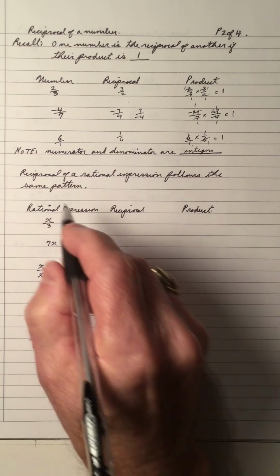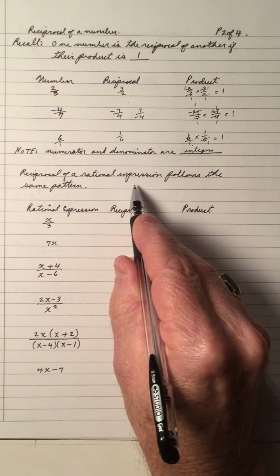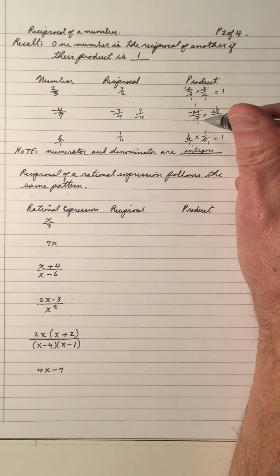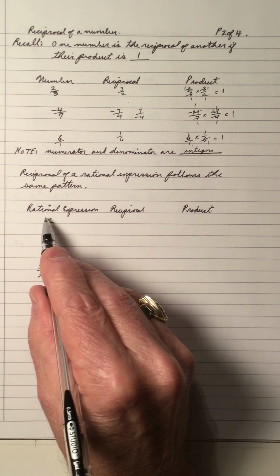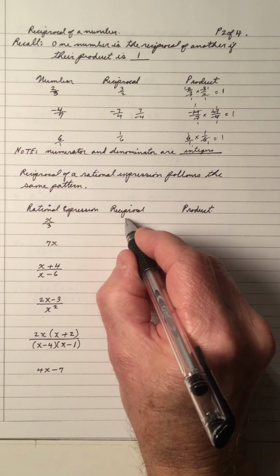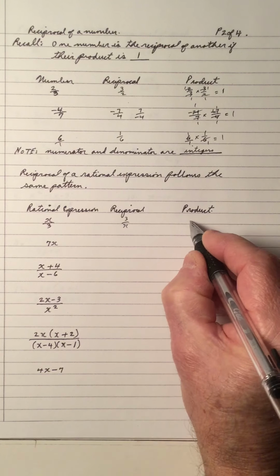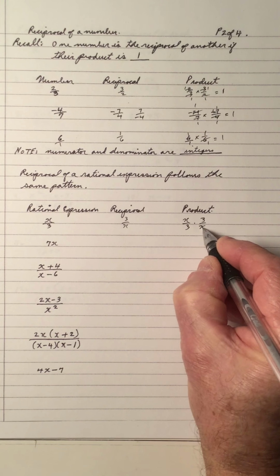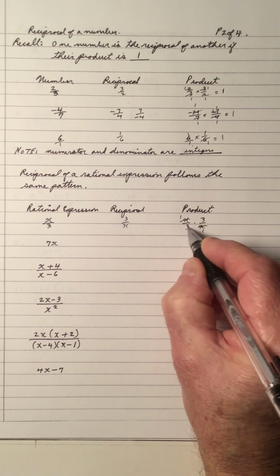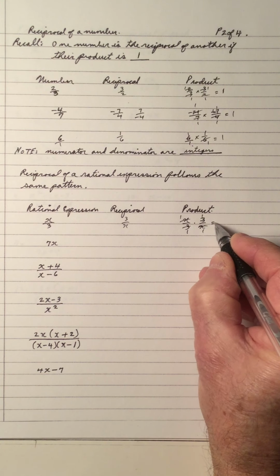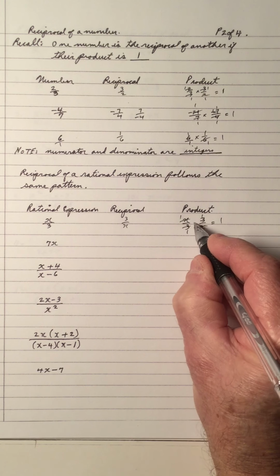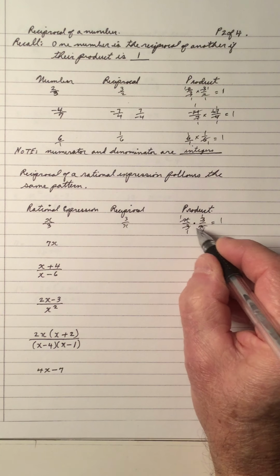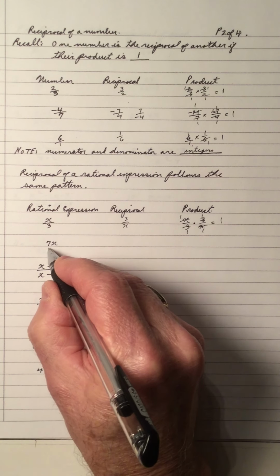So, let's look at the reciprocal of a rational expression, which follows the same pattern as the integers. Rational expression, x over 3, reciprocal, 3 over x. So x over 3 times 3 over x, the x cancels, the 3's cancel, 1 over 1, which is 1. Again, notice you're multiplying. So when you're multiplying, you cancel numerator to denominator.